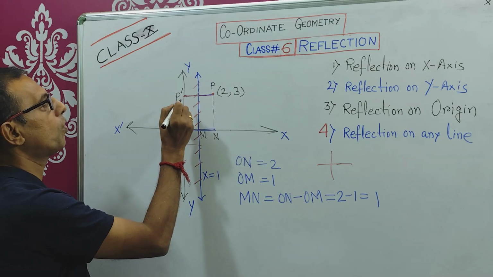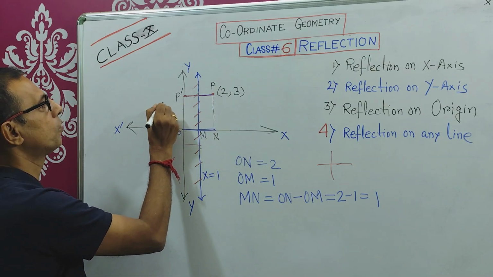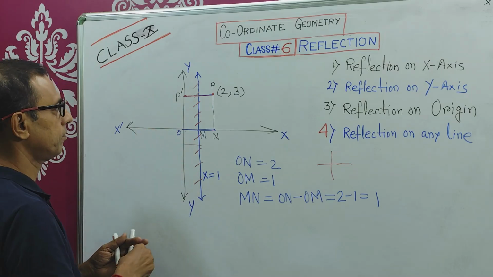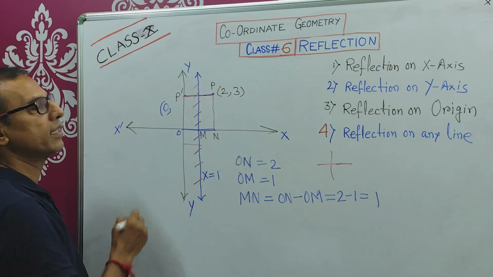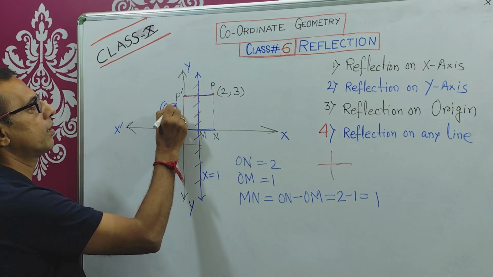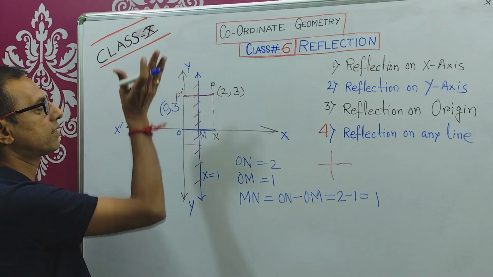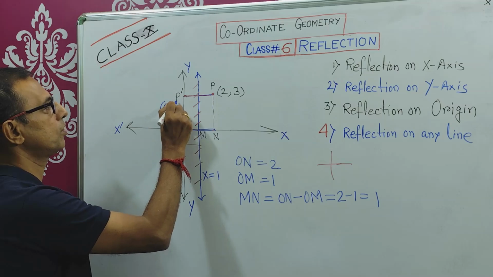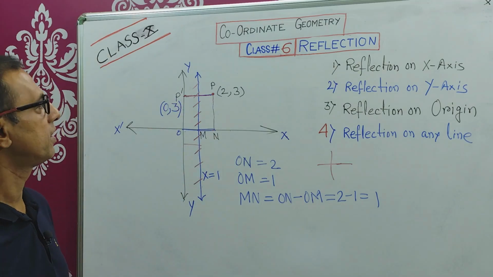So what will be the coordinate? The coordinate will be on the y-axis, which means x will be 0. But your y is 3. That means it is not in any quadrant, just on the y-axis, and above the x-axis, that means it is positive. So 0, 3. The coordinate of the image is 0, 3.